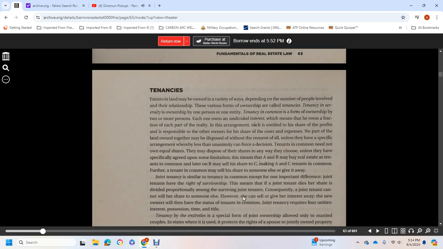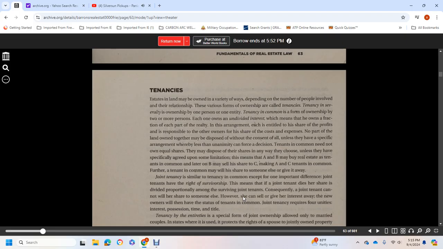Tenancies. Estates may be owned in a variety of ways, depending on the number of people involved and their relationship. The various forms of ownership are called tenancies. Tenancy in severalty is ownership by one person or one entity. Tenancy in common is a form of ownership by two or more persons. Each has an undivided interest, which means he has his own fraction of each part of the realty. In this arrangement, each is entitled to a share of the property and responsible to the other owners, and shares in the costs and expenses. No part of the land owned together may be disposed of without consent, unless they have a specific arrangement whereby less than unanimity can force a decision.